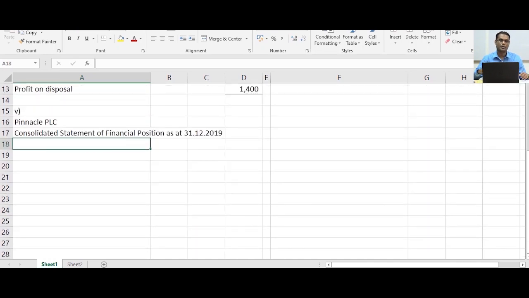Once the question requires us to prepare both statements, the statement of financial position and the profit or loss and OCI, you can prepare both these statements together, right? Then you can save time. Otherwise, if you prepare one statement and then prepare the other one, it takes a lot of time. In the exam, time management is also very important. So prepare both statements together. Now keep the space for the statement of financial position. I keep enough space here.